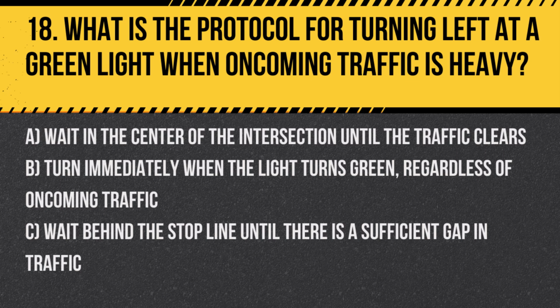Question 18. What is the protocol for turning left at a green light when oncoming traffic is heavy? A. Wait in the center of the intersection until the traffic clears. B. Turn immediately when the light turns green, regardless of oncoming traffic. C. Wait behind the stop line until there is a sufficient gap in traffic. Answer: A. Wait in the center of the intersection until the traffic clears. It is often necessary to pull into the intersection and wait for a safe gap to complete a left turn.